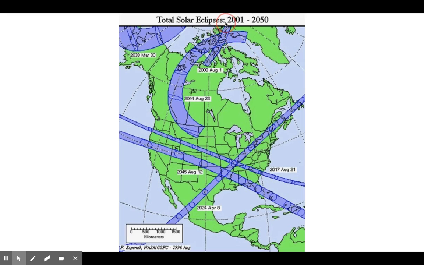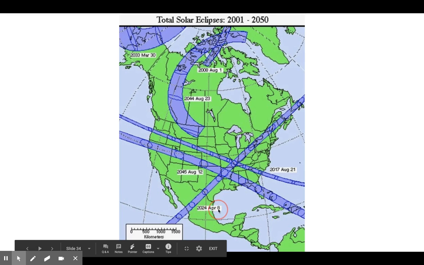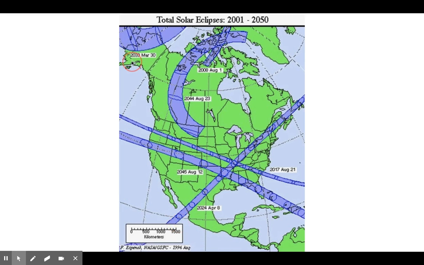So here, this is 2001 to 2050, and these are the bands where you would actually see the eclipse. These are solar eclipses. So our next solar eclipse, we saw that one, is in 2024, I think April 8th, that goes this way. But then it's 2033, 2044, 2045. So it doesn't happen that often, at least over North America.